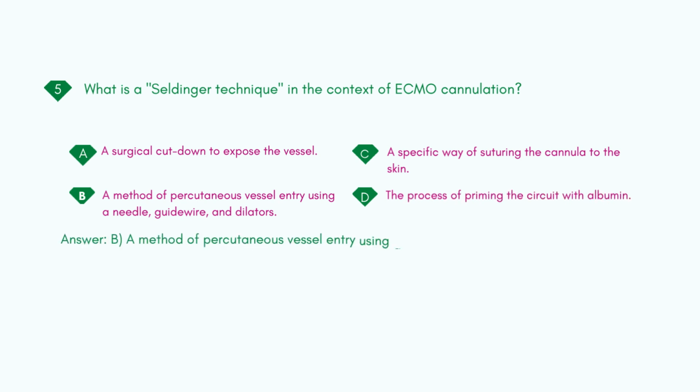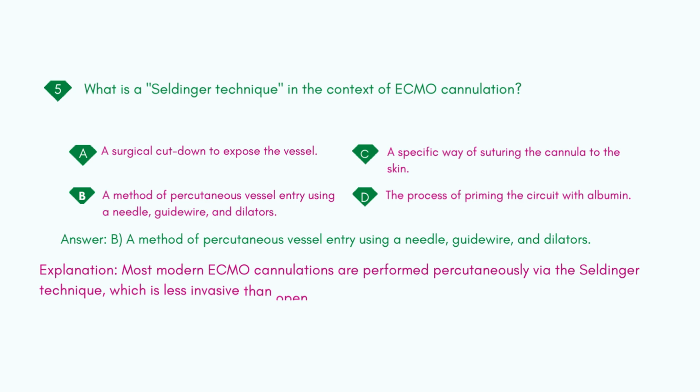Answer: B. A method of percutaneous vessel entry using a needle, guide wire, and dilators. Explanation: most modern ECMO cannulations are performed percutaneously via the Seldinger technique, which is less invasive than open surgical exposure.